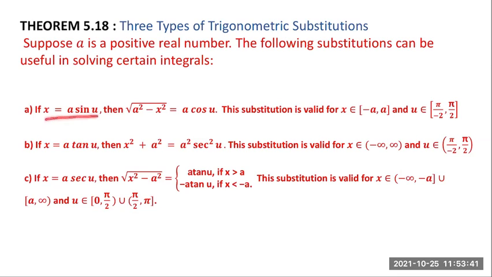If x is equal to a sine u, then square root of a squared minus x squared is a cosine u. This substitution is valid for x between minus a and plus a, and u in this particular interval. Remember you need to have your x between minus a and plus a, because you need to make sure that inside the square root you have something greater than or equal to 0. And why do we need this condition? Why do you restrict u to be in this particular interval?